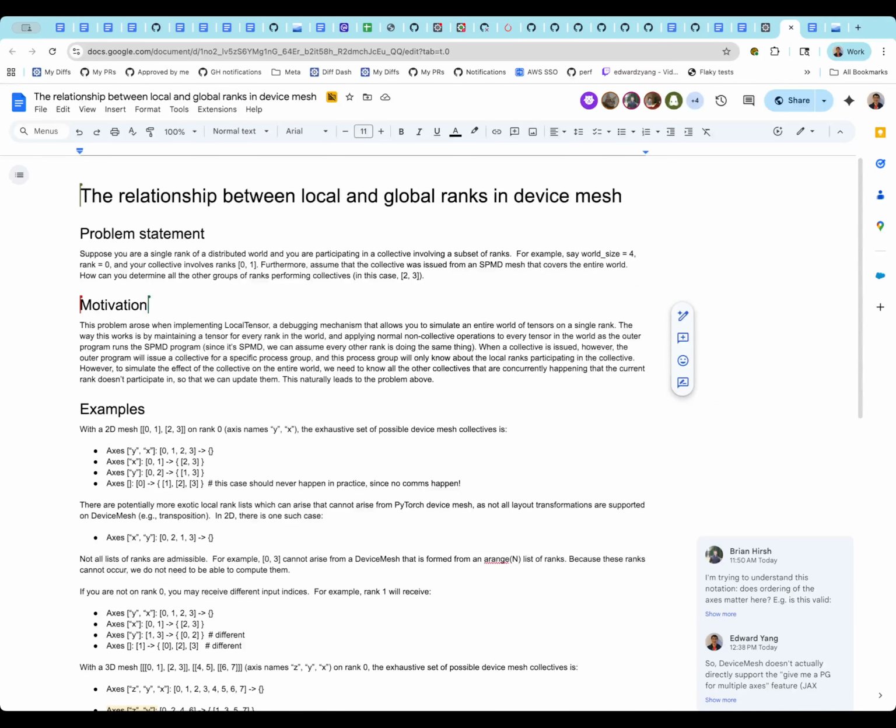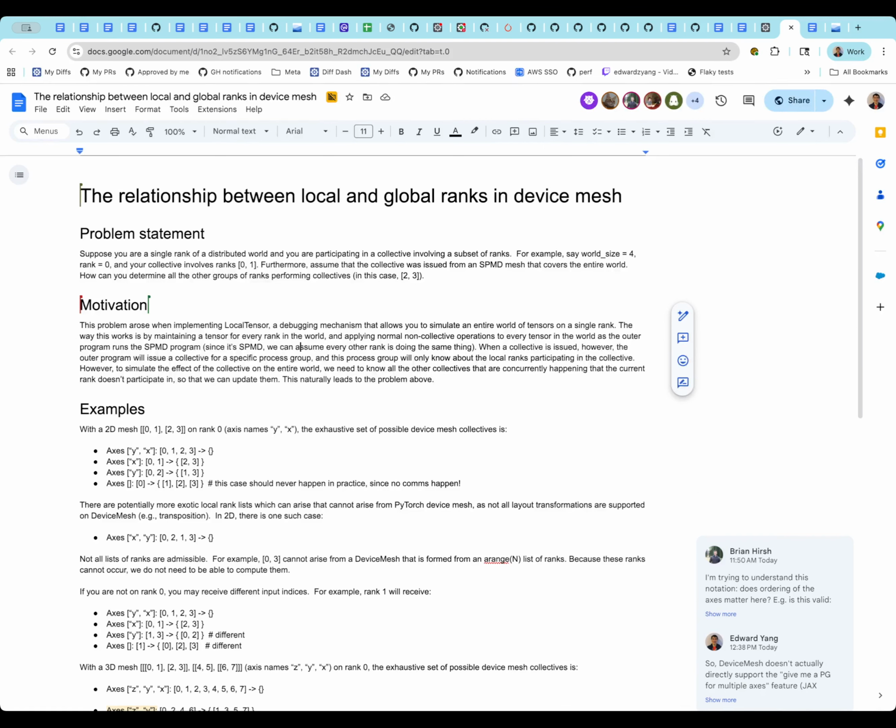So let's talk about one particular operation you want to do with device mesh and just walk through this in detail. So a device mesh is... oh yes, Gojus.